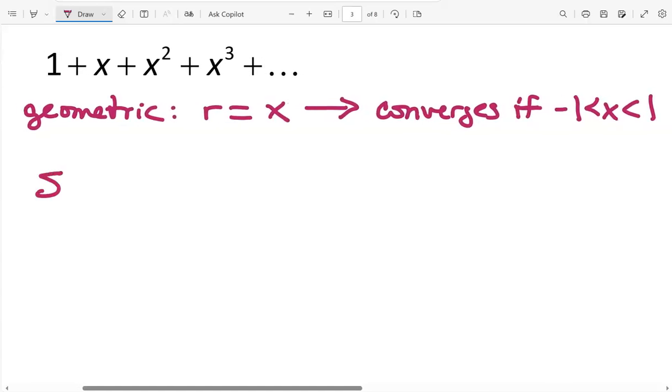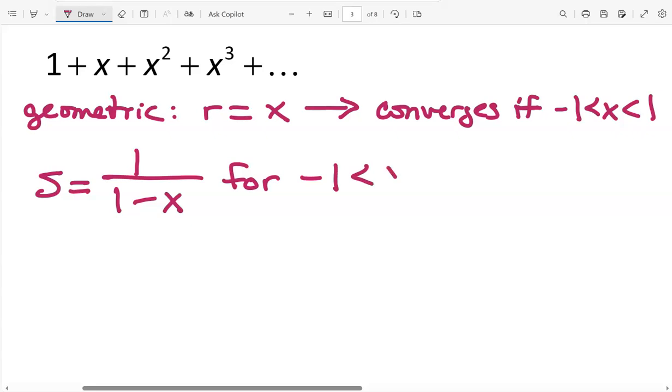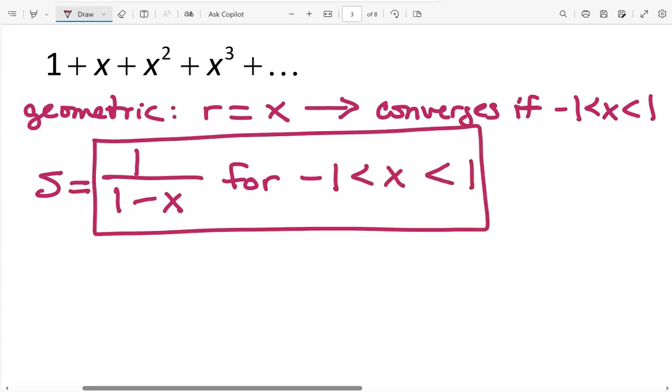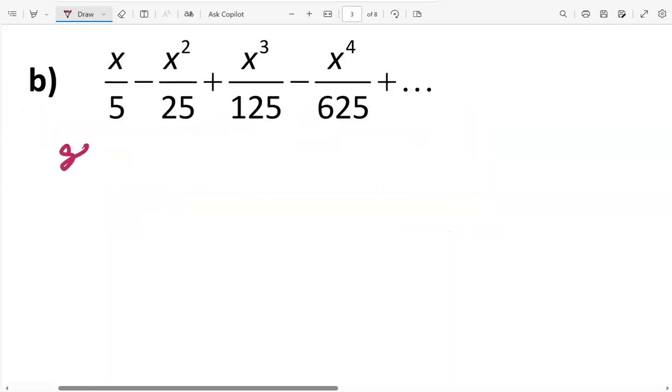In the case that it does converge, the sum of the series will be equal to the first term divided by 1 minus the ratio. So that's what the sum of the series will equal, and that will only happen when x is in between -1 and +1. In B, we have an infinite geometric series with a ratio equal to -x/5.